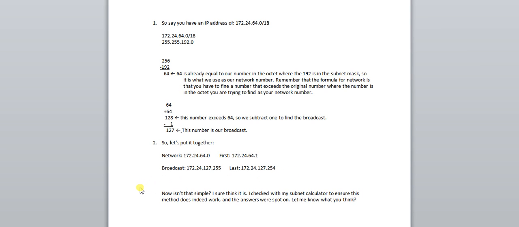I sure think it is. I checked with my subnet calculator to ensure this method does indeed work, and the answers were spot on. Let me know what you think.